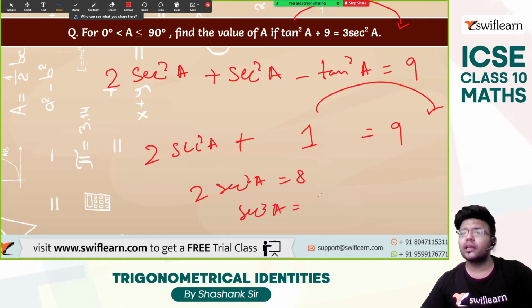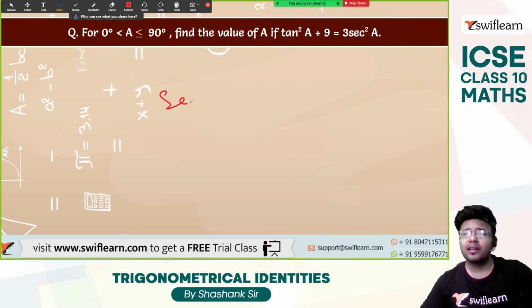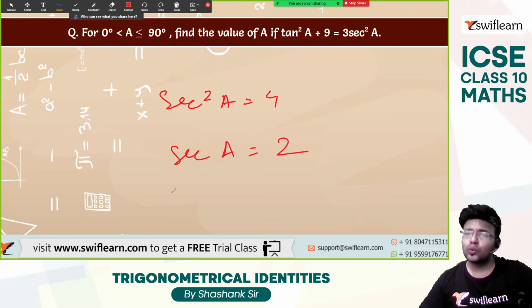Sec square A is equal to 8 by 2. How much is 8 by 2? 8 by 2 is 4. Sec square A is 4. How much is sec A? Sec square A is 4, so secant of angle A is 2.